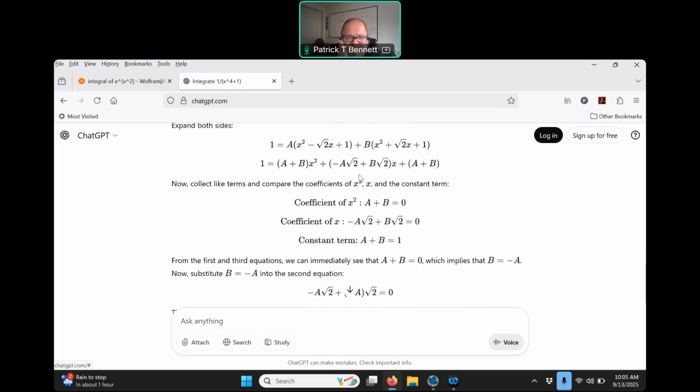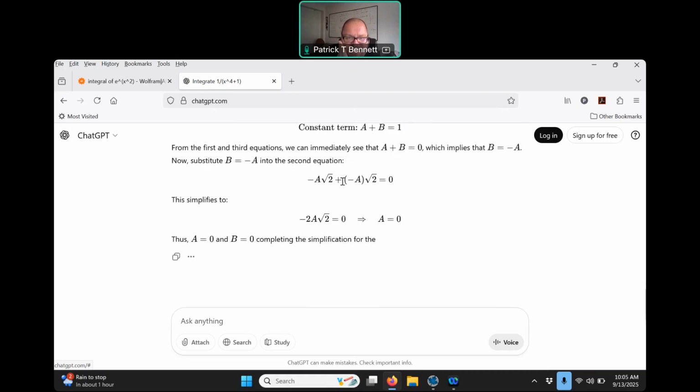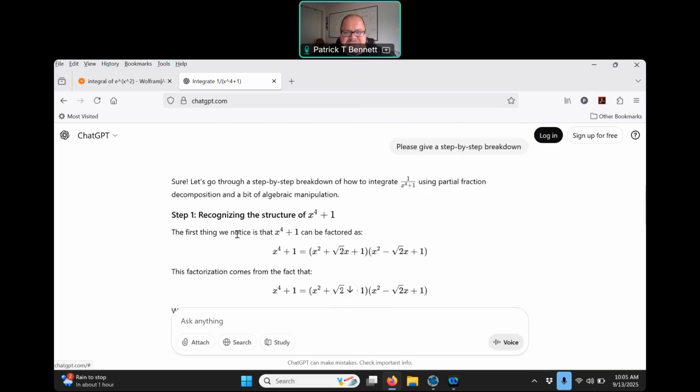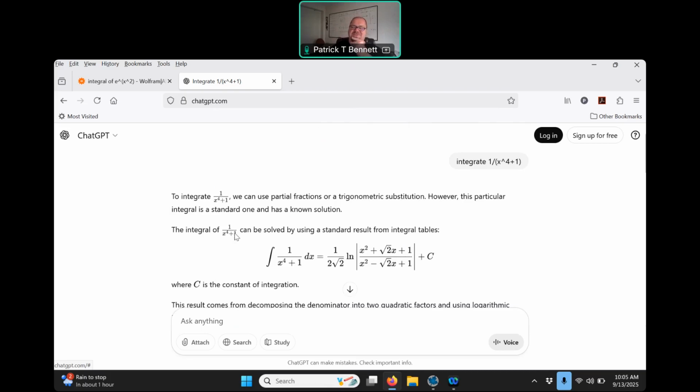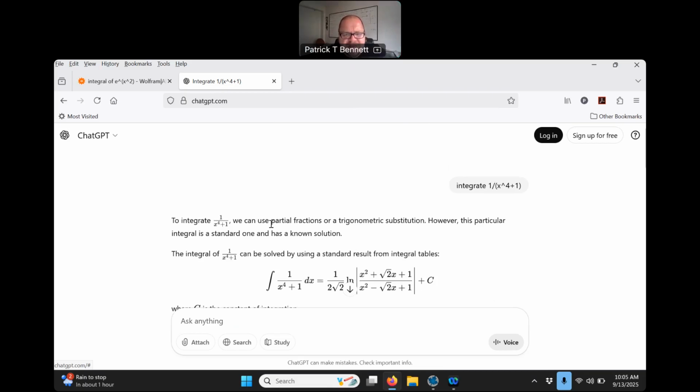So it's solving for A and B. It's sort of showing the work. Oh, I don't like this at all. It's telling me A equals 0 and B equals 0. That's nonsense. Okay, so I take it back. Let's not trust ChatGPT too much. I knew that ChatGPT has given me some pretty wacky answers for more advanced math, but I thought it was pretty good at calculus. Actually, this is fairly bad. I don't like this at all. Let's try something else.